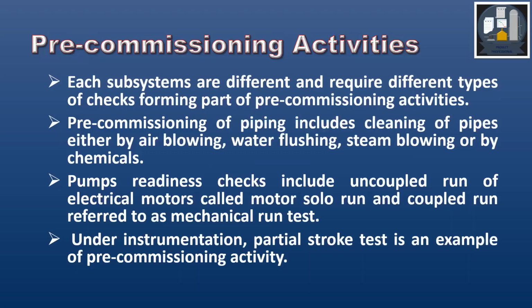Pre-commissioning activities. Each subsystem is different and requires different types of checks as part of pre-commissioning activities. Pre-commissioning of piping includes cleaning of pipes either by air blowing, water flushing, steam blowing, or by chemicals. Pumps readiness checks include uncoupled run of electrical motors, called motor solo run, and coupled run, referred to as mechanical run test. Under instrumentation, partial stroke test is an example of a pre-commissioning activity.